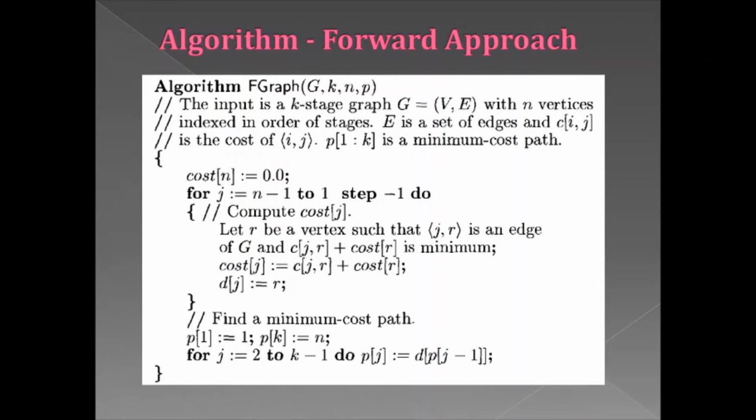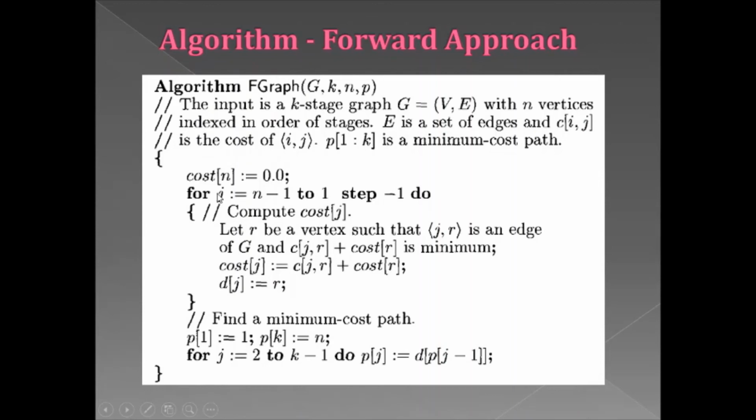Now let us see the algorithm for the forward approach. Here the input is a k-stage graph, consisting of vertices V and edges E, with n vertices indexed in order of stages. E is the set of edges, and C of i comma j is the cost of edge i comma j. We also have an array P, which is the array for the minimum cost path.